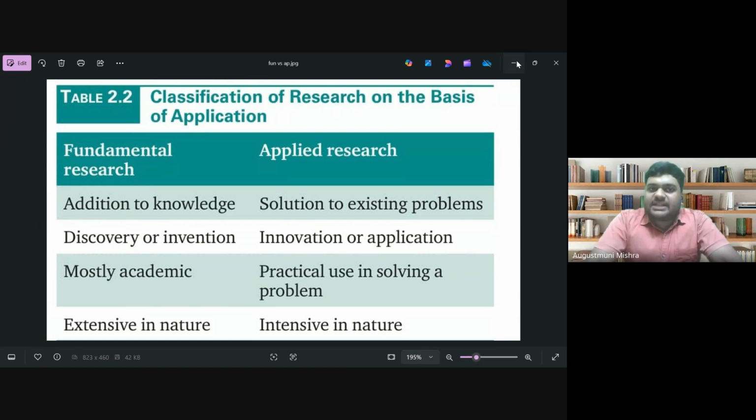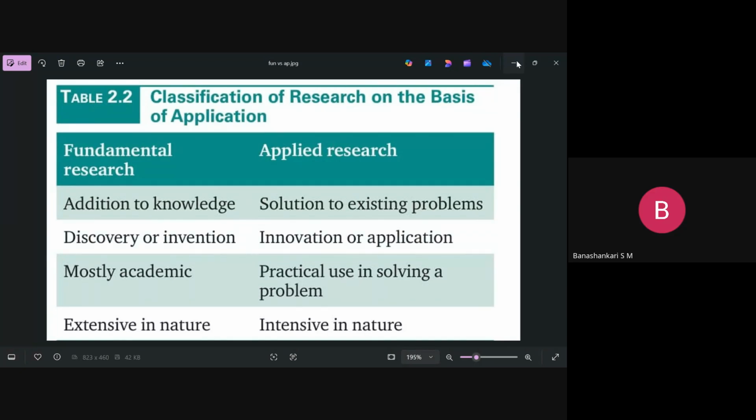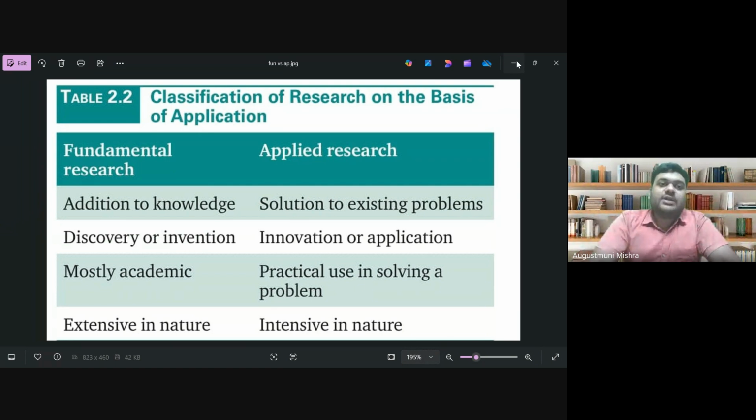What is fundamental and applied research? We talked about applied research yesterday also. On the basis of outcome, there are two types: first is fundamental, and the other is applied. Now, one more question that can be asked by UGC NET: fundamental research is also known as? Anyone can tell me? Yesterday we discussed it. Fundamental research is also known as basic research. Yes, ma'am, thank you so much, ma'am. So fundamental research is also known as basic research.